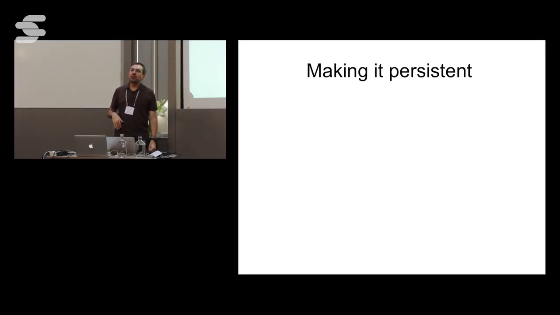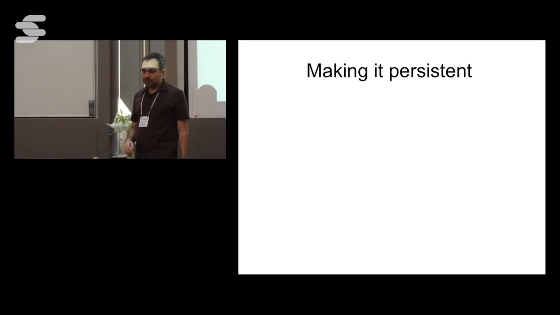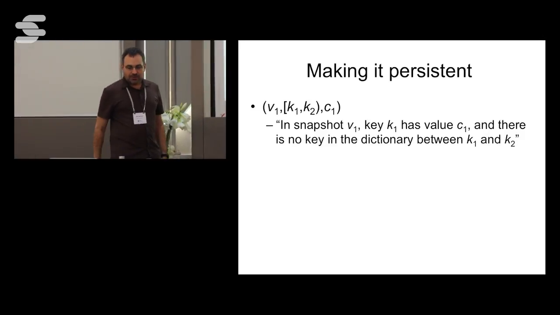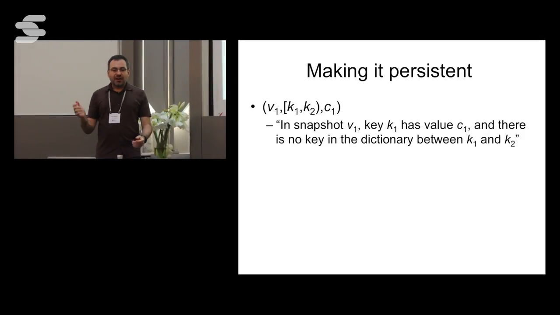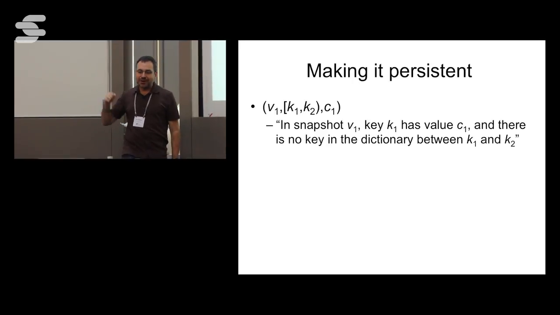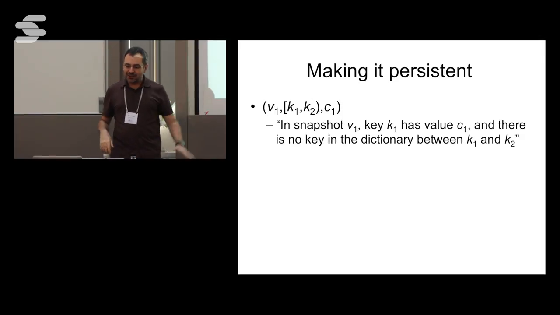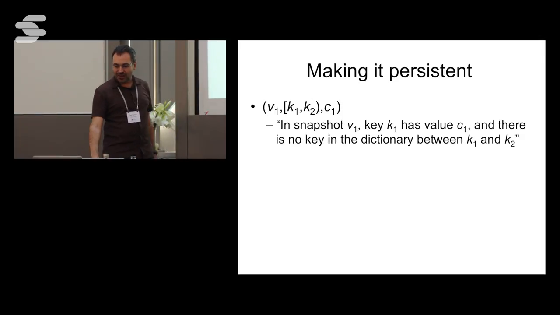So far I just told you about an authenticated dictionary. Now I want to make it a persistent authenticated dictionary. So it's going to get a little bit more complicated. Now I can make a statement that says, in the version 1 snapshot, key K1 has value C1, and there's no key in the dictionary between K1 and K2. And I can have a series of statements like this that I sign.